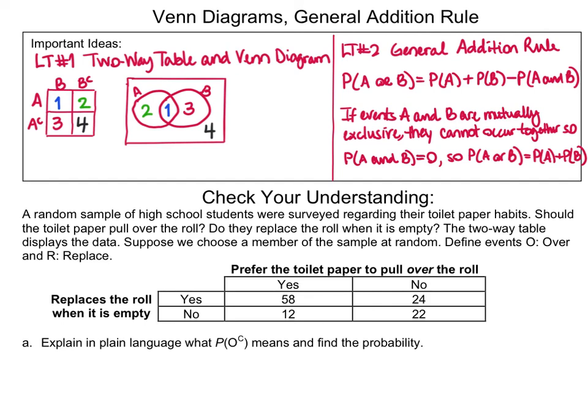This brings us to the check your understanding problems, and this will give you a chance to practice using the two-way table to come up with a Venn diagram, as well as explaining and interpreting some of these probabilities. So go ahead and finish this up and then check on Canvas for the correct answers. Make any corrections that you need to in your own notes, and I'll see you back in class.